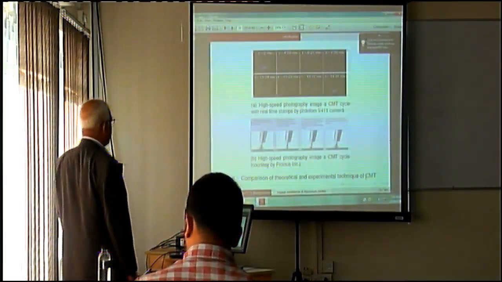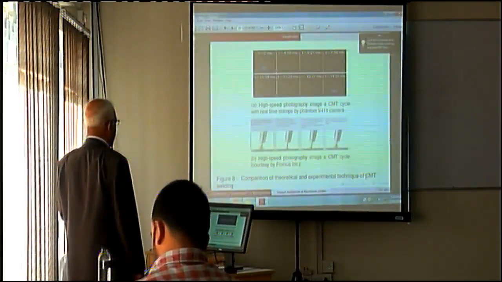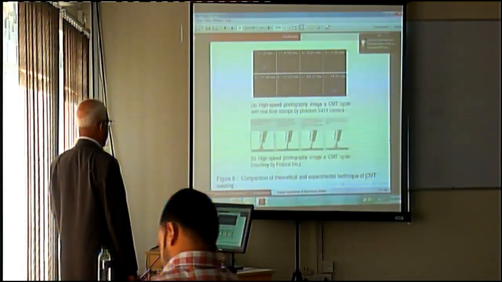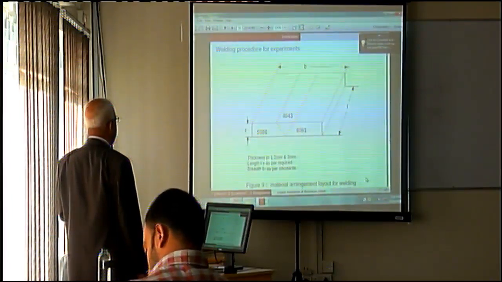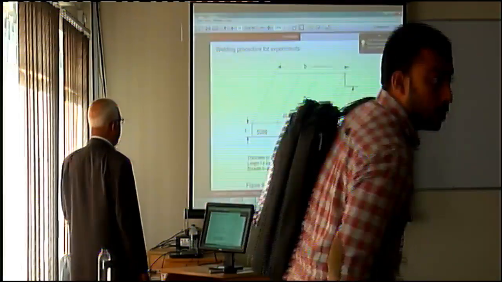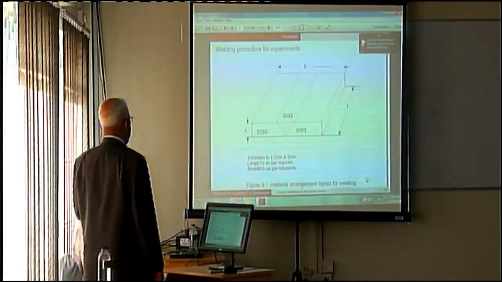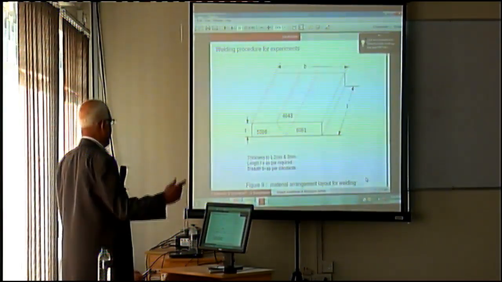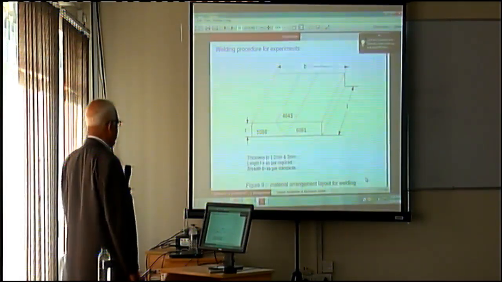And this is now some of the high-speed photographs we have taken in a CMT process, and the lower one is high-speed photography for a CMT cycle. And this is typical 5086 and 6061, and the middle one is the filler metal, etc. We have tried with 1.2 millimeter thickness plate and 3 millimeter. Of course we can try other things also, but time and funding is the only problem.